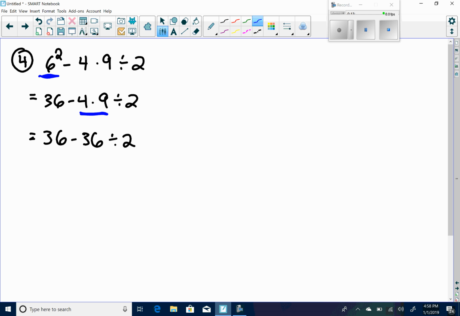And just like in the last problem, I still have subtraction here, but because of this division, I need to divide that first. Just to show you another way to write this step out here, we have 36 minus 4 times 9 over 2. So if you're familiar with fractions, this is another way to do this.